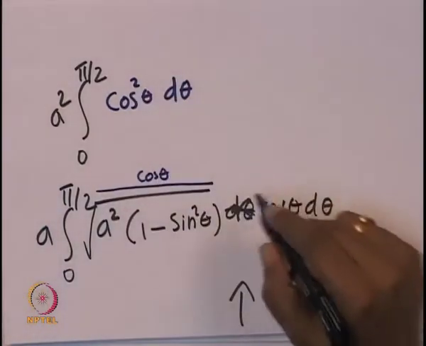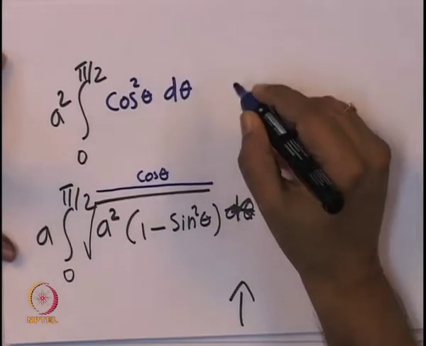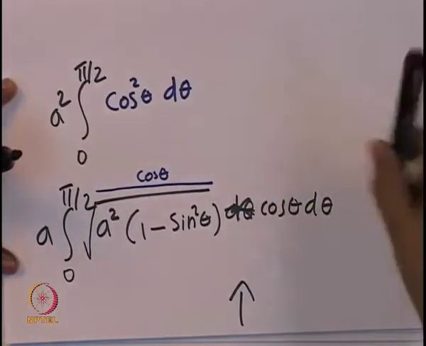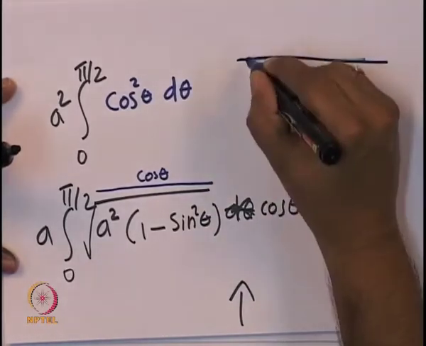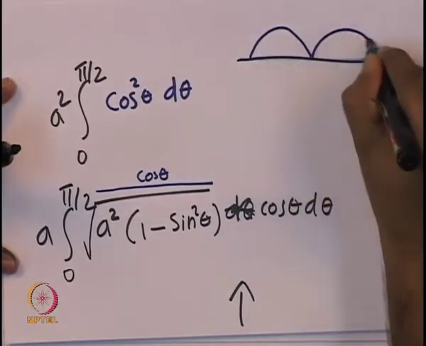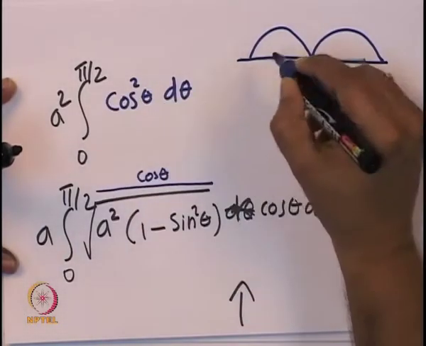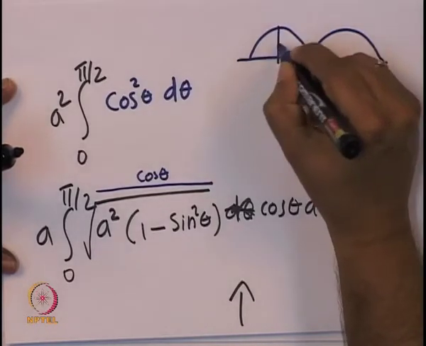So, 0 to pi by 2 cos square theta d theta. You can do this. If you think of how to plot cos square theta, again you can plot cos square theta. The plot will be like this, 0 to pi. 0 to pi by 2 only will be a part of this.